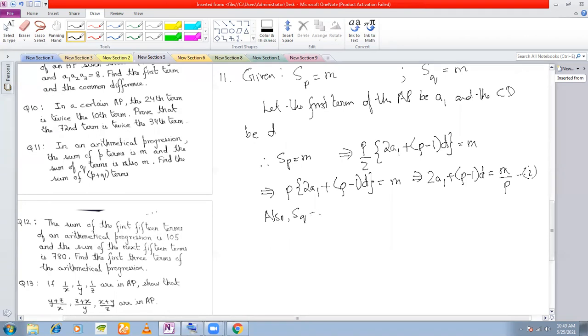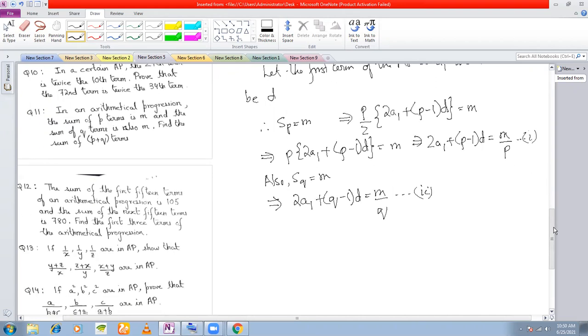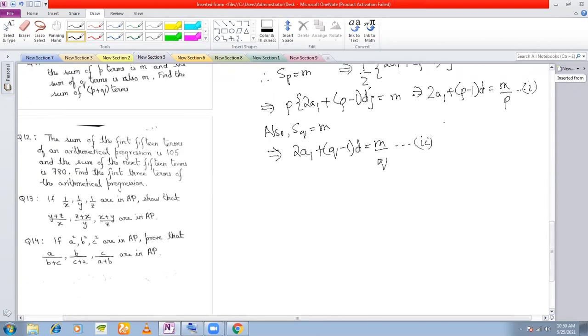Also, Sq is equal to m, right? So proceeding exactly similarly, we obtain twice a1 plus q minus 1 into d is equal to m by q, isn't it? Just replace p by q in 1, you get the second equation, right? So now we need to solve for a1 and d in these two equations. How should we solve? Elimination method, because if we subtract, 2a1 will cancel, right?